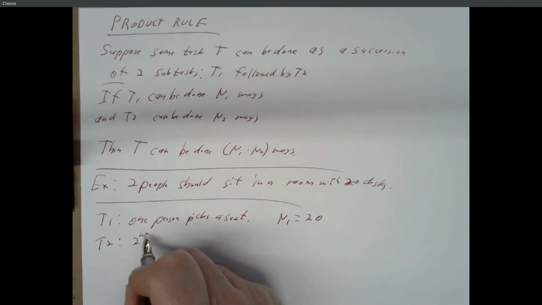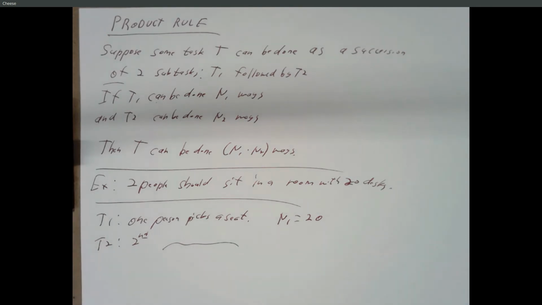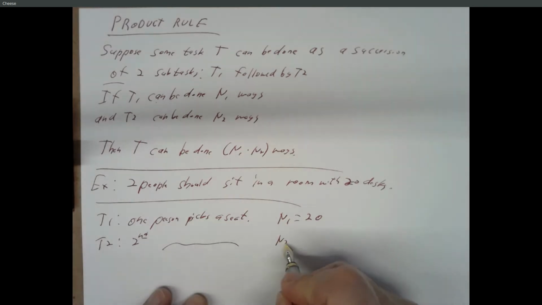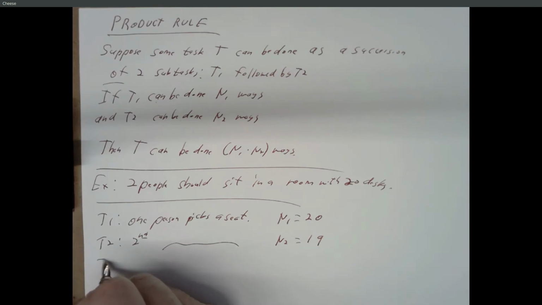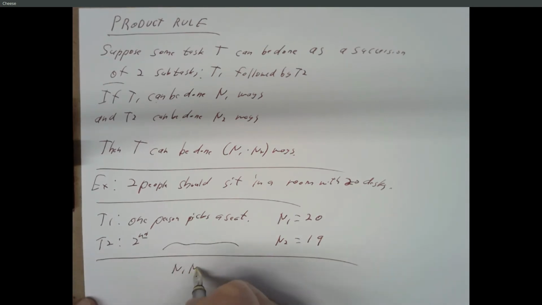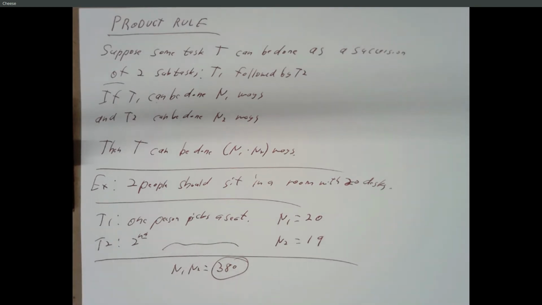Task T2, 2nd person, picks a seat. How many ways can T2 be done? Right, 19, because there's already 1 person sitting in a seat. So there's only 19 seats to choose from, so task T2 can be accomplished 19 ways. So the product is 380. That's how many ways 2 people can go into a room and sit down. That's the whole product rule.